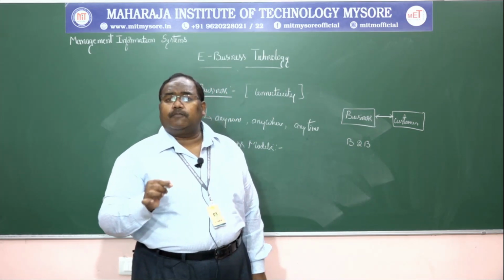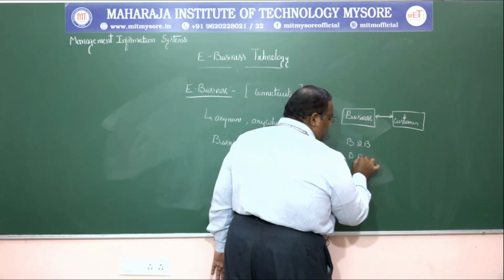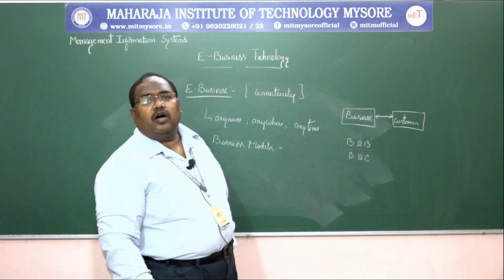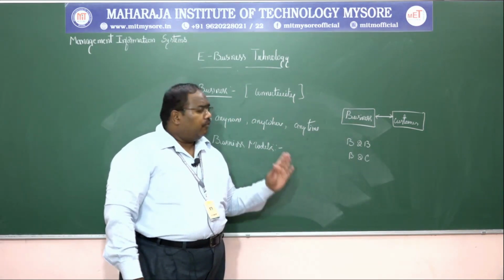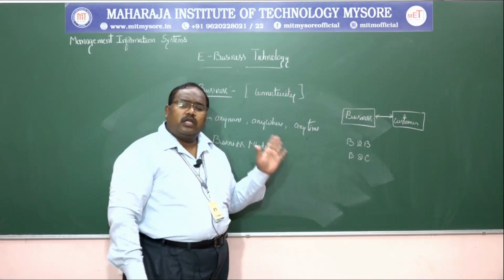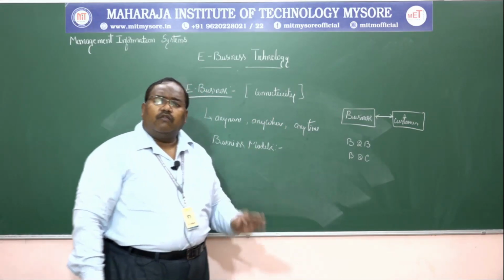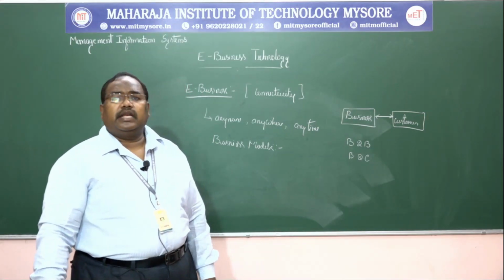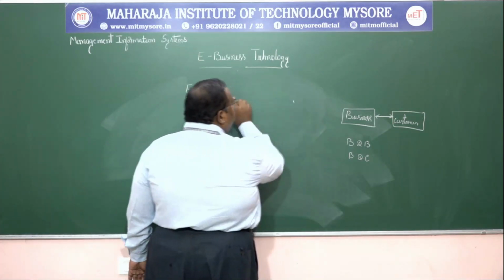So who is exchanging the product or services? It is nothing but the business. The business is exchanging its products or services with the customer. So here we mainly talk about the two entities, the business and the customer. So there are four basic models, or main models, that can be derived as a business model. Let us look into it.